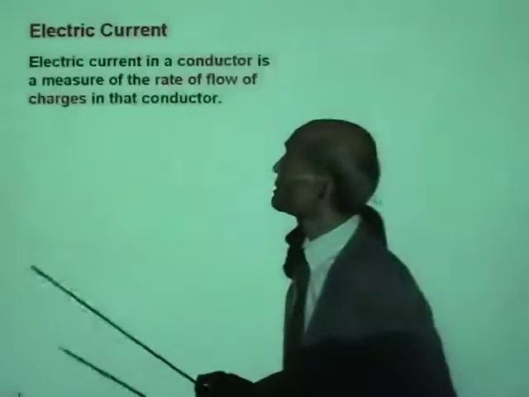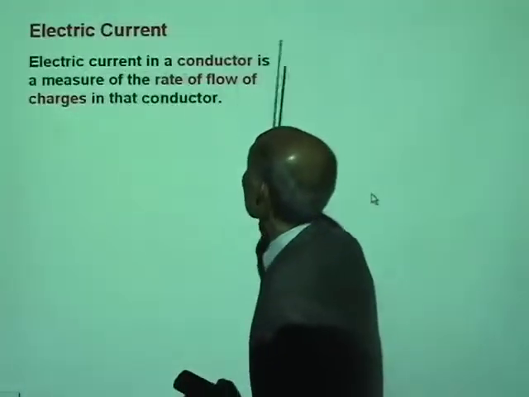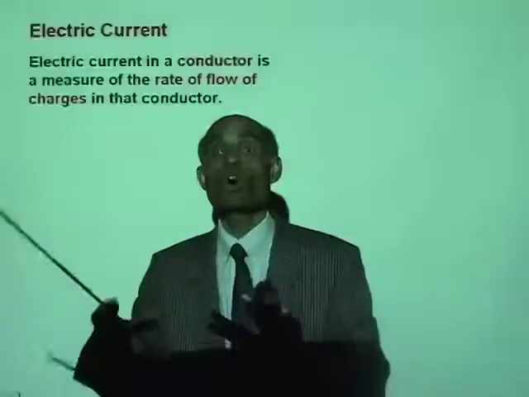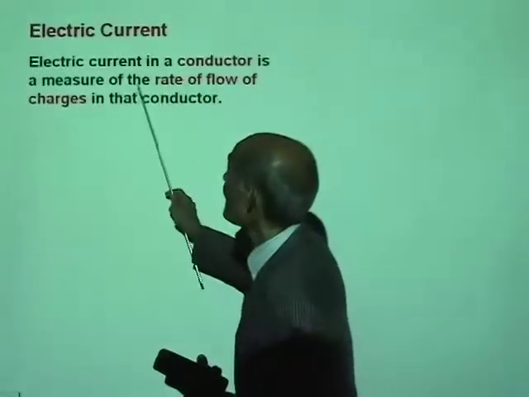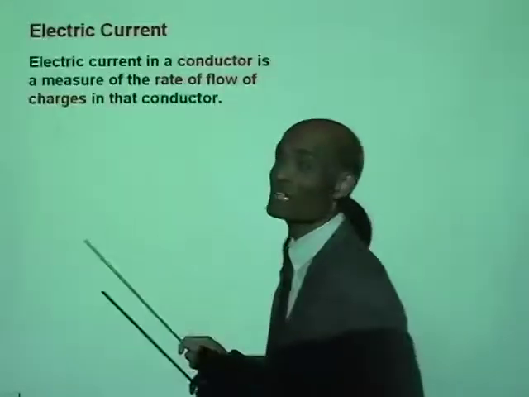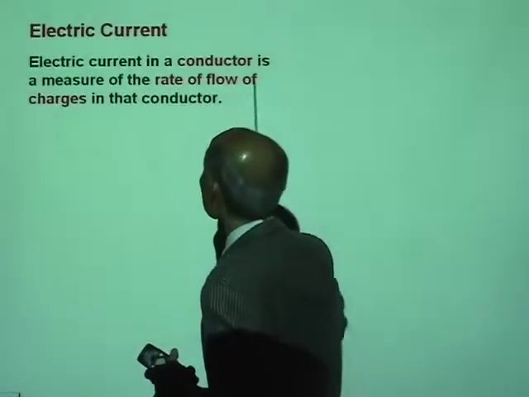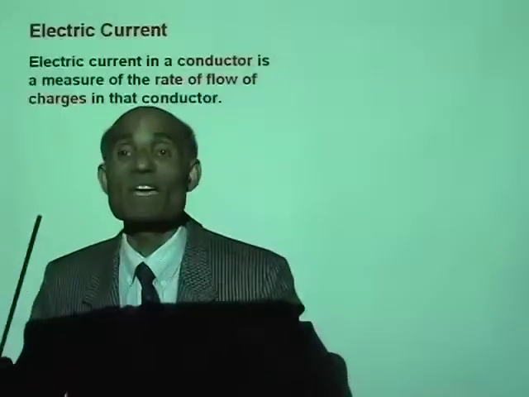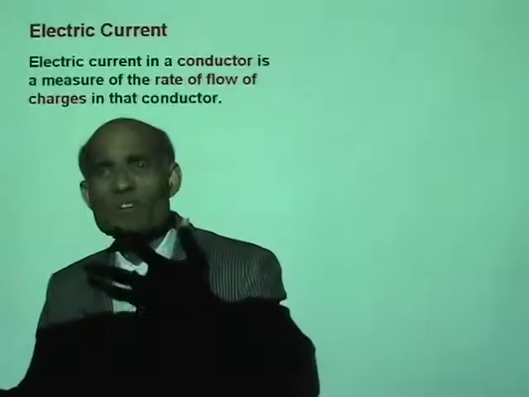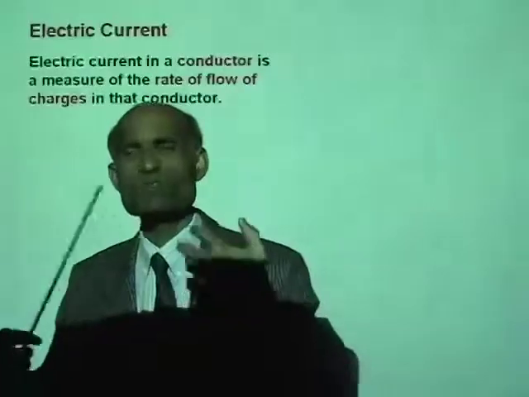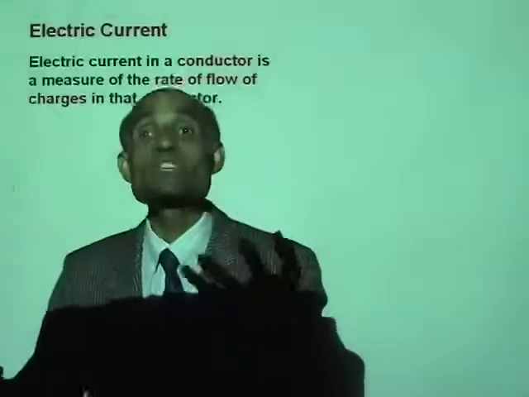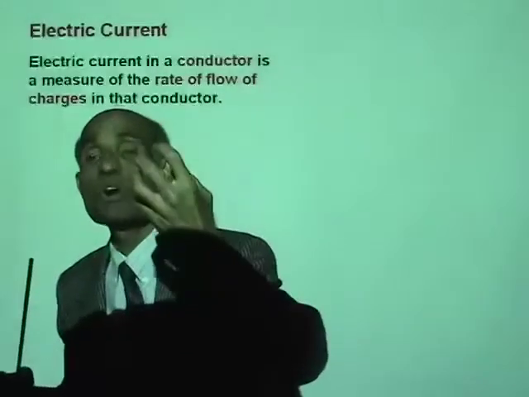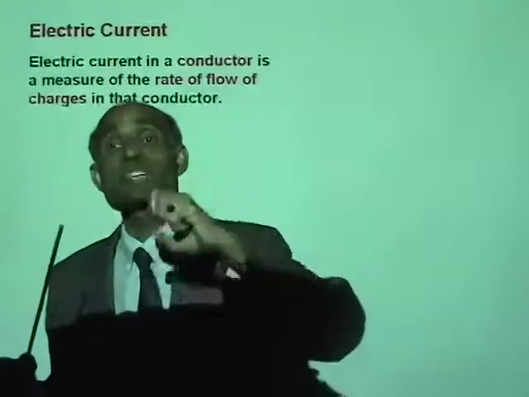Now, let's talk about electric current again. Electric current in a conductor is actually caused by the drift or flow of electric charges, and we define it like this. Electric current in a conductor is a measure of the rate of flow of charges in that conductor. We very often use the word rate. What does rate mean? Rate is a ratio. So rate of flow of charge is the ratio of charge to time.